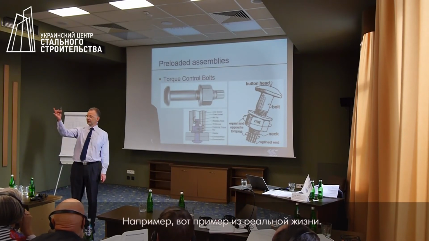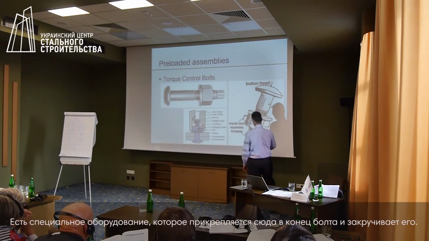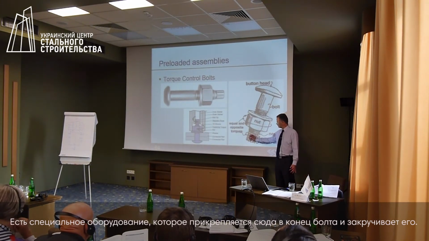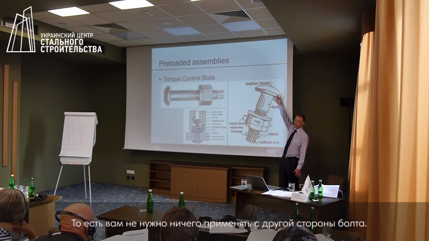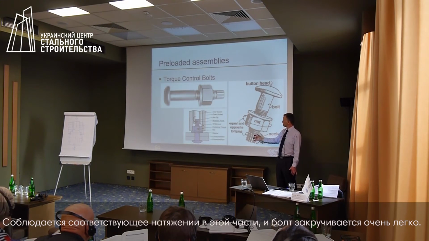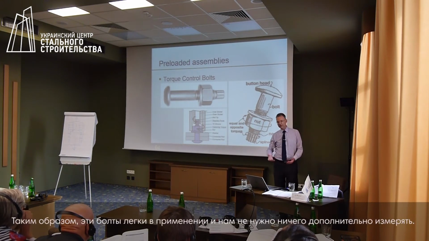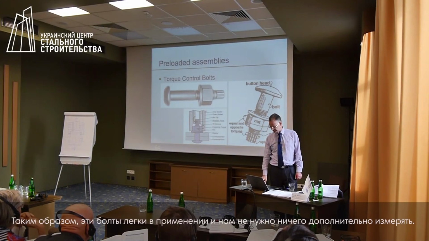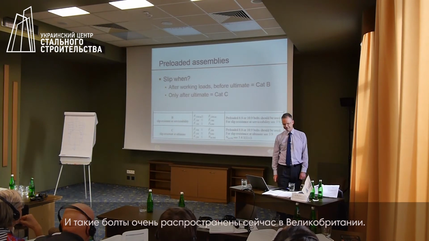So here is a real-life example of a tension control bolt. And there is a special piece of equipment which holds onto this end of the bolt and turns the nut. So you don't need to have any equipment on the other side of the bolt. And at the appropriate tension, this part of the bolt shears off. So they're very easy to use. You don't have to measure anything, and they are used very commonly in the UK.